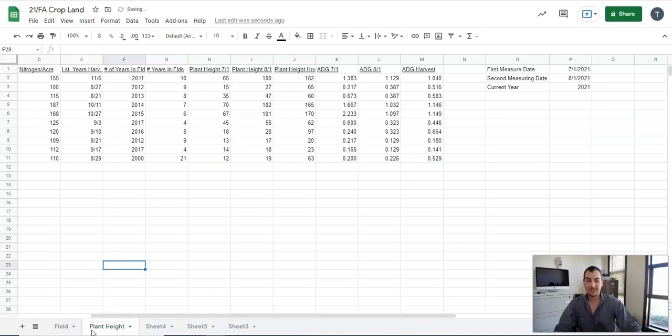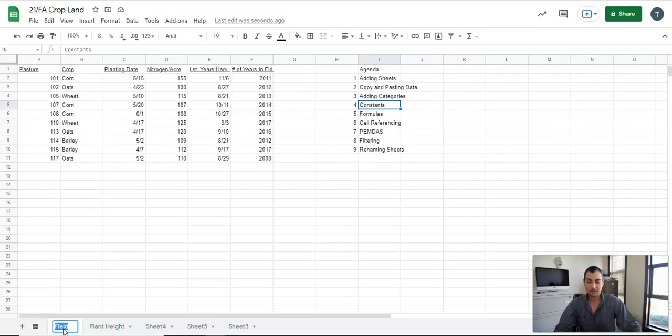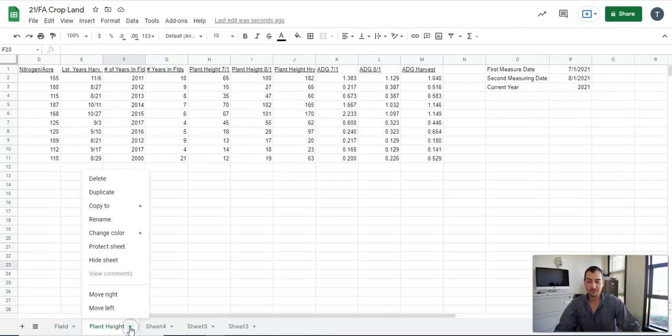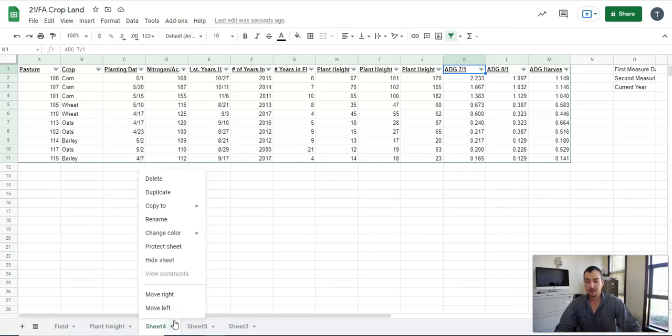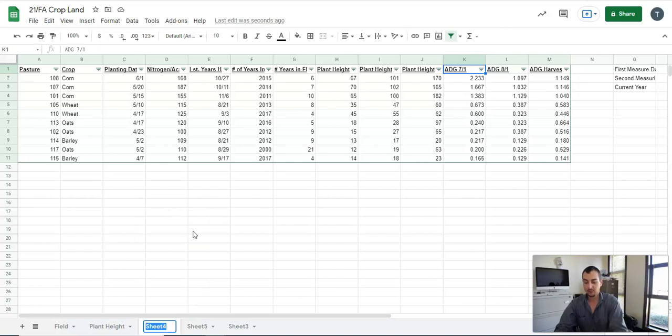So how do we actually name these? That can make things a lot easier. The way you name them is you can double click on the name and it brings that up, or another option is you can click this little arrow and say rename. So let's see what we did on this 4th sheet. We sorted by July 1st. So we're going to click right here on this little arrow, say rename, and say average daily gain on 7-1. And remember, this one was our average daily gain at harvest. We sorted by average daily gain at harvest, so we can double click and say average daily gain harvest.